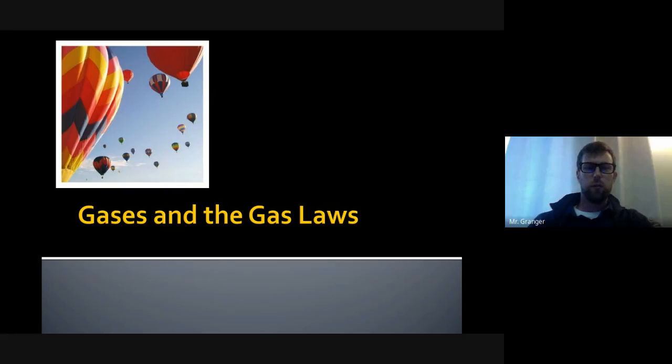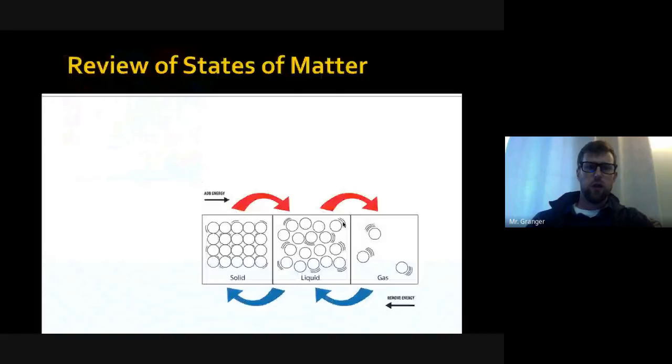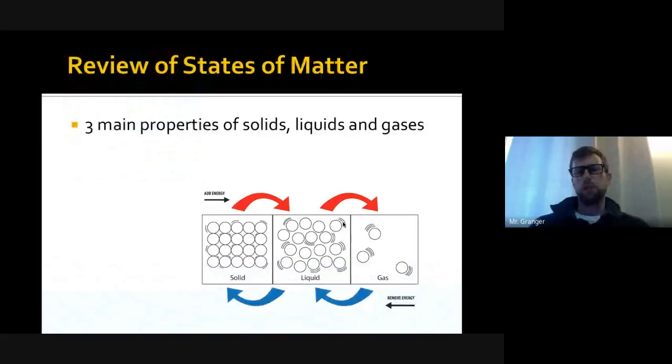This week we're going to be studying gas laws. So, I'd like you to take a look here at the PowerPoint presentation on gas laws with me today. And we're going to do a brief review of states of matter before we get into gases and gas laws themselves. So, for states of matter, we need to remember our three states: solids, liquids, and gases.